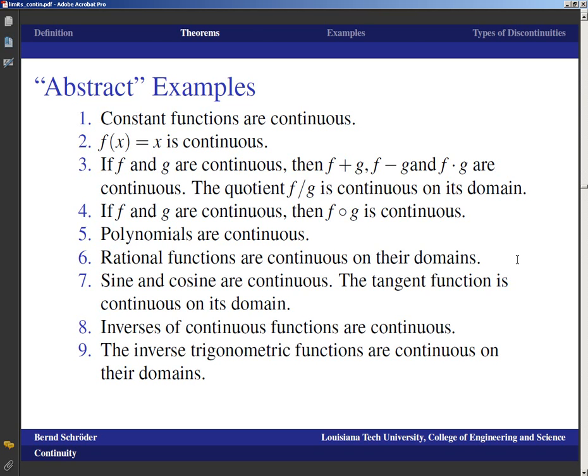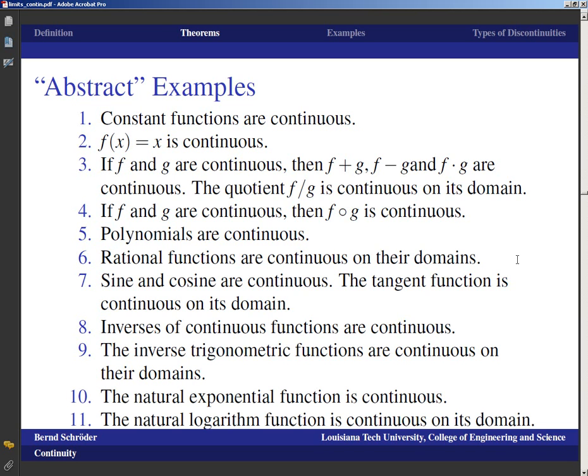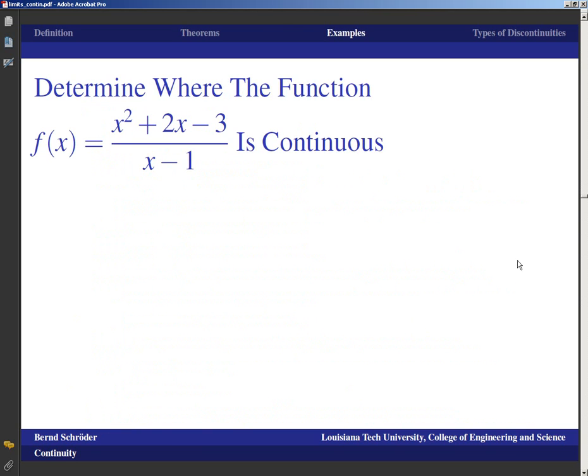The inverse trigonometric functions are continuous on their domains. Same story. The natural exponential function is continuous. Well, it just goes up very rapidly, right? And the logarithm, being the inverse of the natural exponential function, is also continuous on its domain. So this is very good news, because it means that an awful lot of functions that we're interested in really are continuous in the places where we would expect the function to be continuous.